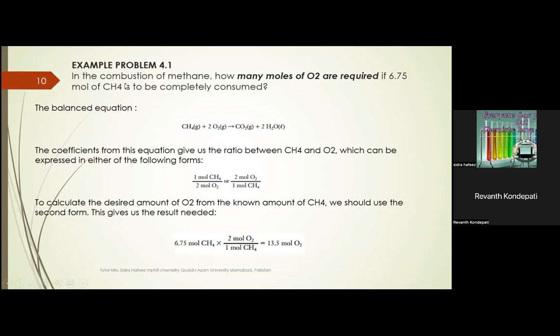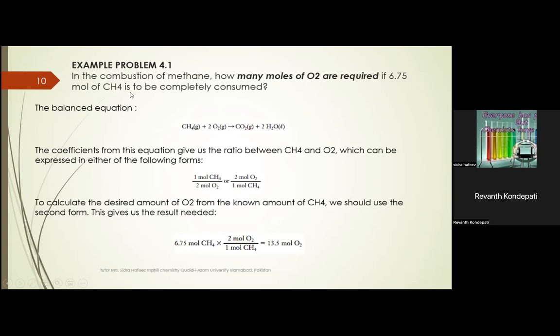So you have to understand the reaction. Here, the combustion of methane means the combustion reaction of methane. What is the combustion reaction? The methane is reacting with oxygen. How many moles of oxygen are required? Oxygen is a reactant, methane is a reactant. Whenever methane and oxygen react with each other, they produce carbon dioxide and water. We have discussed it earlier. So we have to calculate the moles of oxygen if 6.75 moles of methane is to be completely consumed.